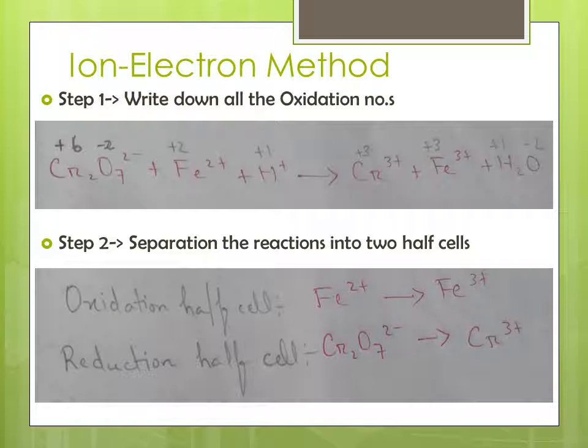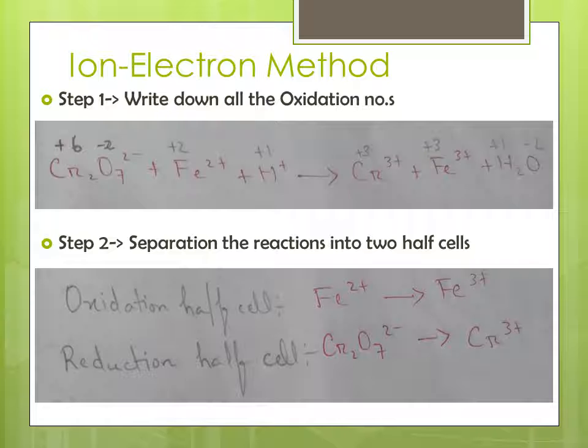Now we have come to the second method, that is the ion electron method. As you have seen in the oxidation number method, the first step will be the same in the ion electron method also. Here also, in a given reaction, you just need to write the oxidation numbers of their respective atoms by following the rules that you have just read in the previous slide. Understood?